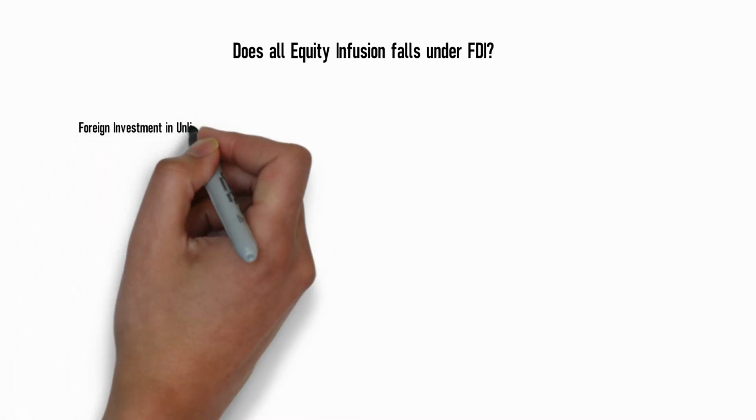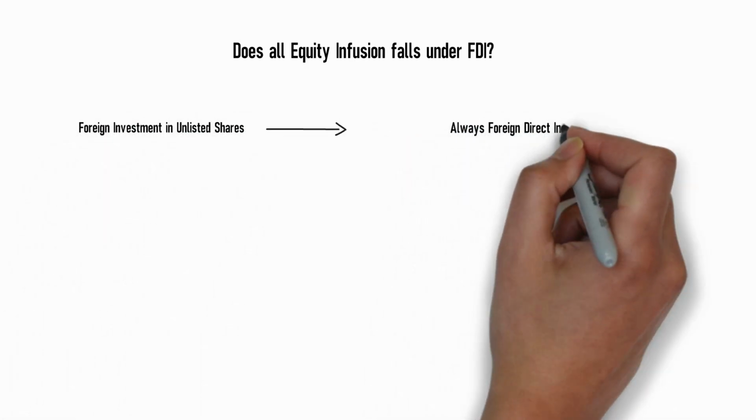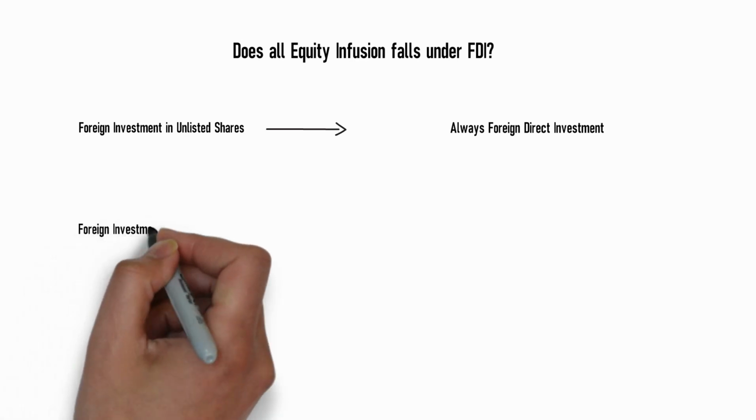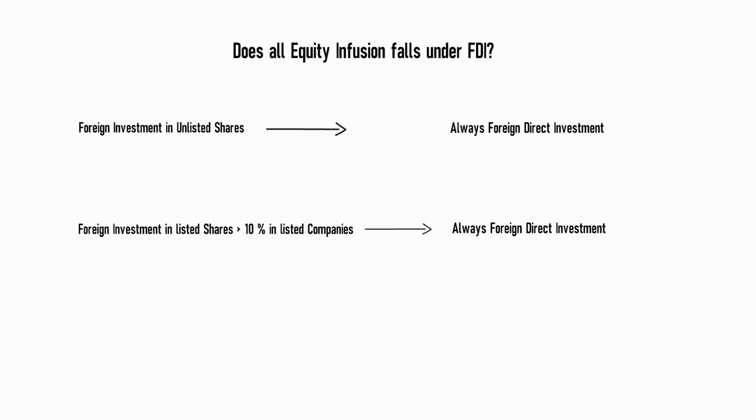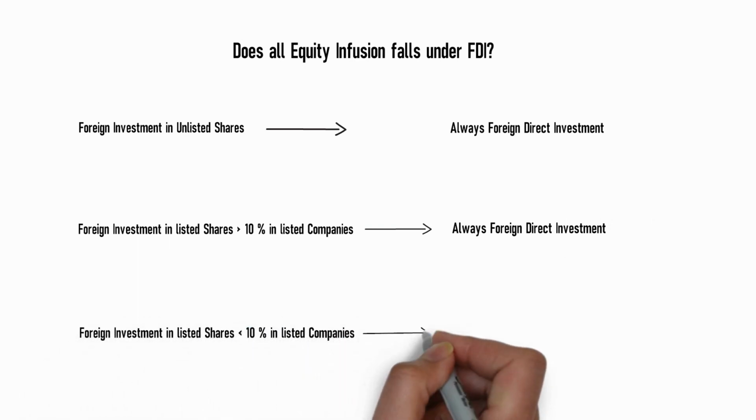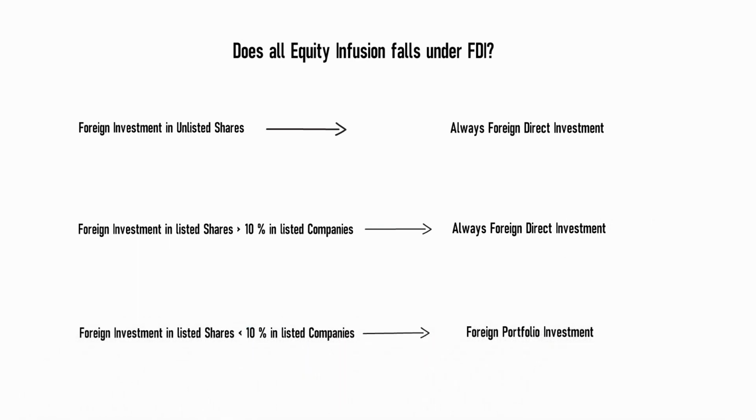Foreign investment in unlisted shares will always be treated as FDI. Foreign investment in listed shares with shareholding greater than 10% will fall under FDI. And in the case of shareholding less than 10%, it will be termed as foreign portfolio investment.